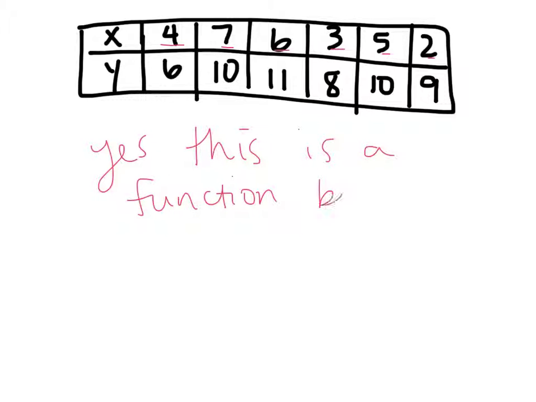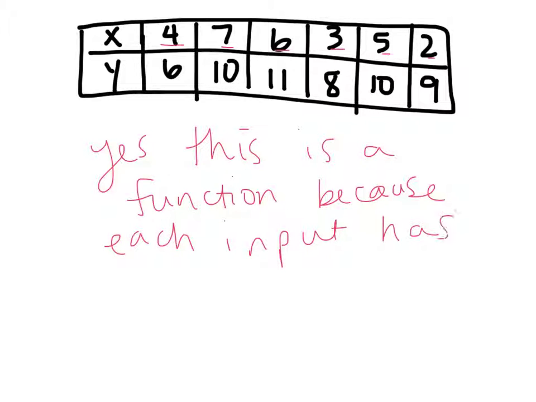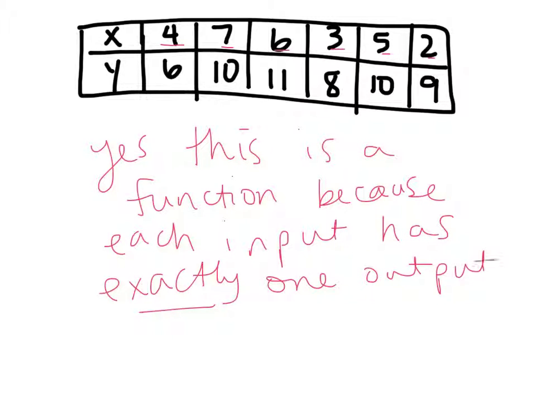And when I was explaining why, I would say because each input has exactly one output. Don't just say it has one output, because it has exactly one output.